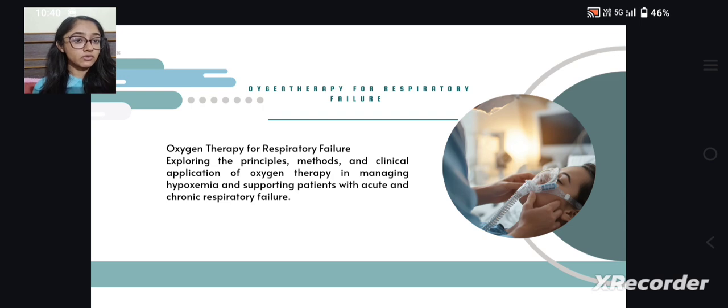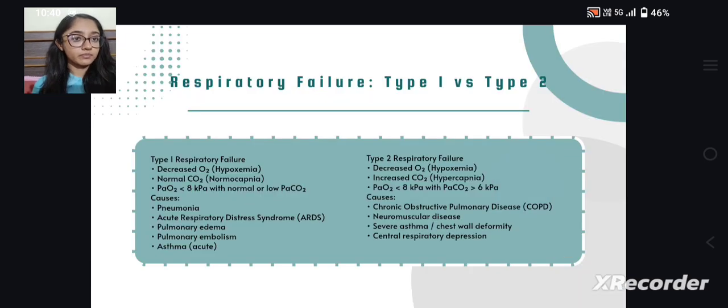Then oxygen therapy for respiratory failure. Exploring the principles, methods, and clinical application of oxygen therapy in managing hypoxemia and supporting patients with acute and chronic respiratory failure. Oxygen therapy we mostly use for the patient who needs oxygen.